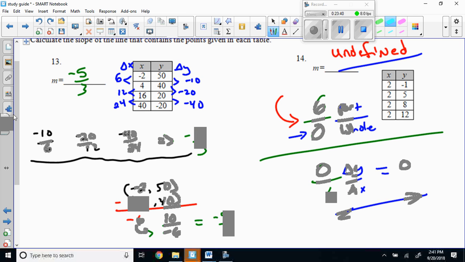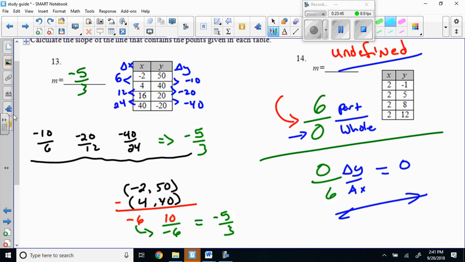Hold up. There's two ways I've done this, so you need to stop, drop, look, and listen. The first way, I looked at changing X and changing Y. So from -2 to 4 is 6. It's going up. It's a positive. From 4 to 16 is 12. It's going up. It's a positive. From 16 to 40 is 24. It's going up, so therefore it's positive. Now let's look at changing Y. 50 down to 40 is a change of -10. 40 to 20 is a change of -20. 20 to -20 is a change of -40. It's going down the number line, so it's a negative change.